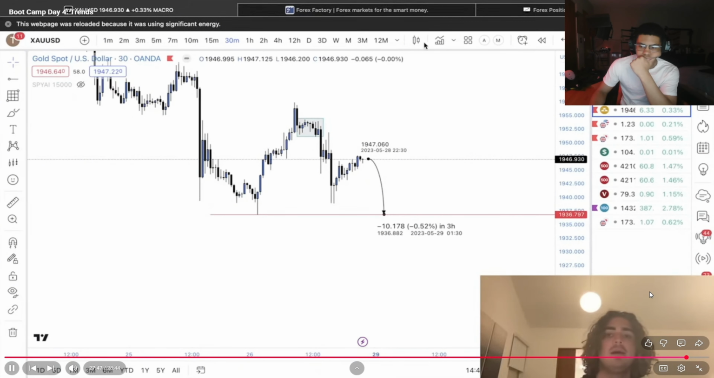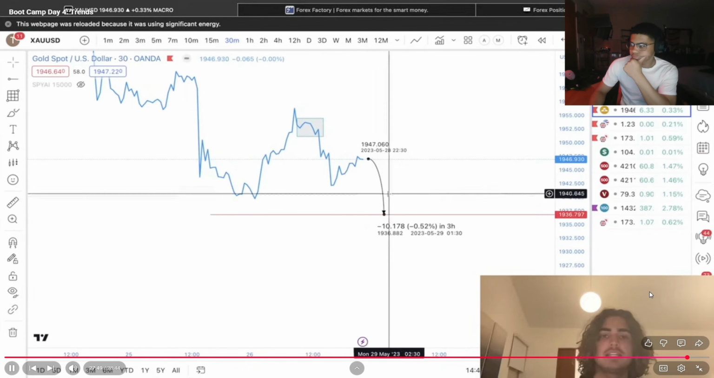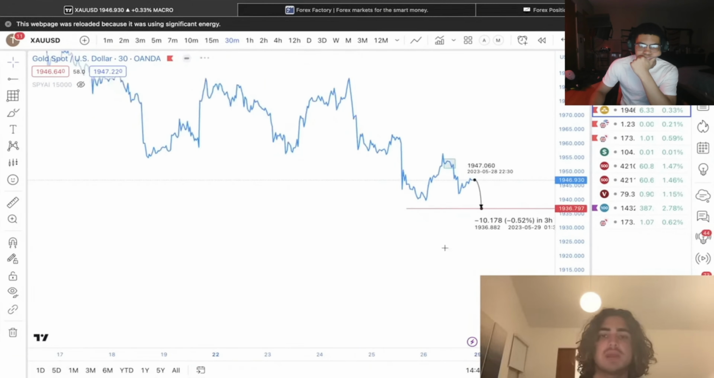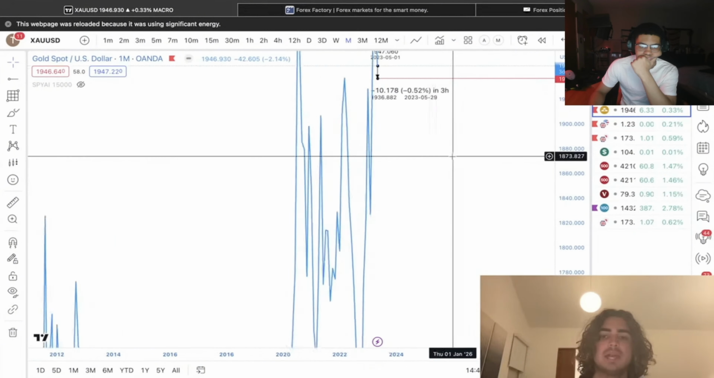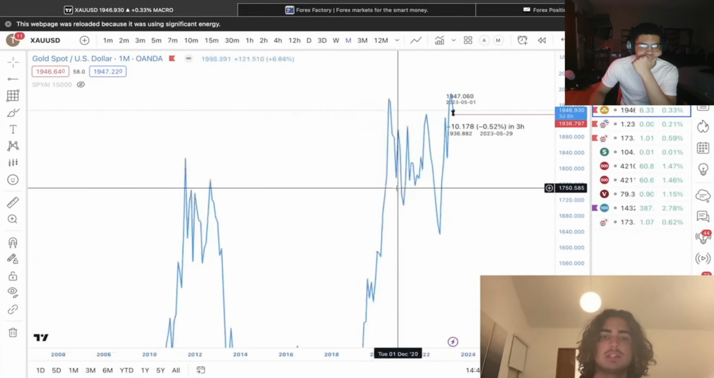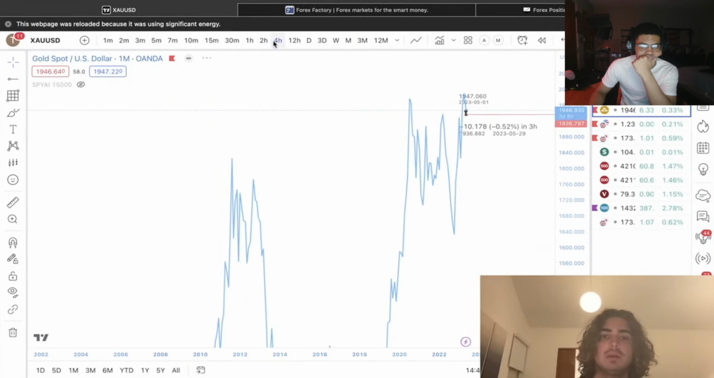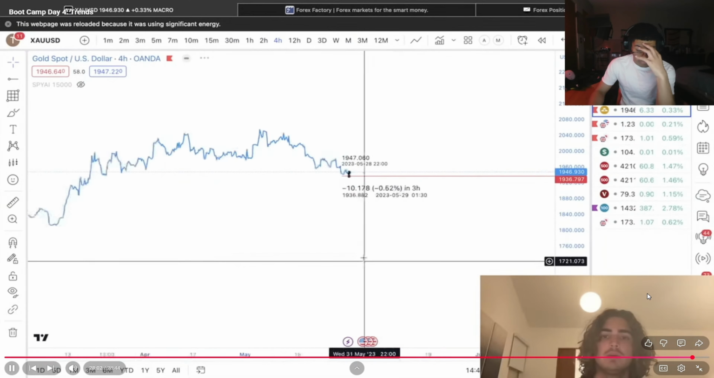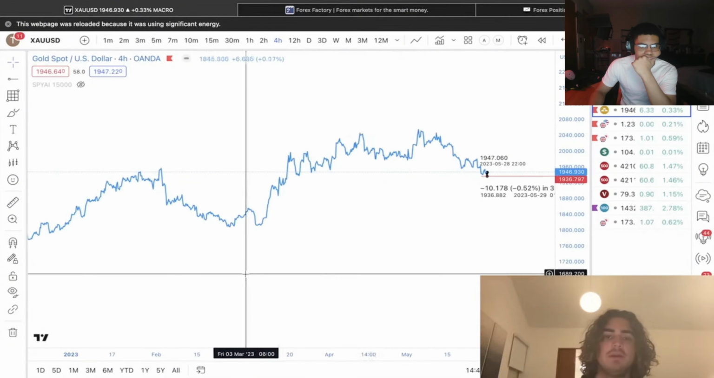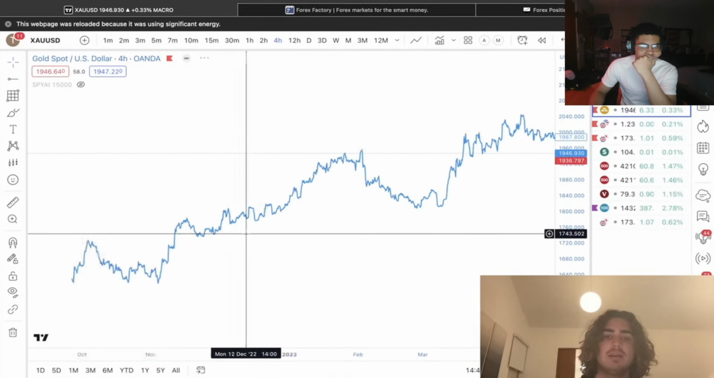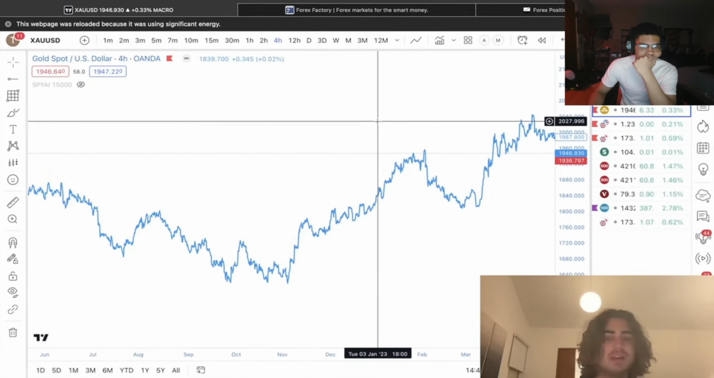I advise you guys to experiment with the line chart to help understand direction, right? Because it's really easy just to scale back on these higher time frames and literally just look, where is price going, right? 4 hour. Where is price going? It's going down. Okay, over here, where is price going? It's going up. Okay, where is price going? It's going down. Okay, where is price going? It's going up. Right? Very easy.